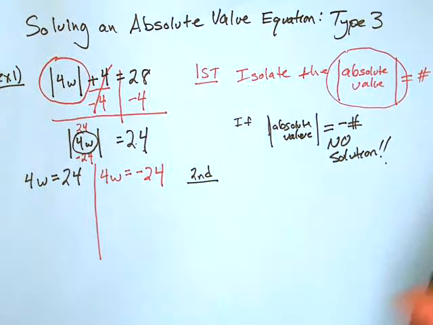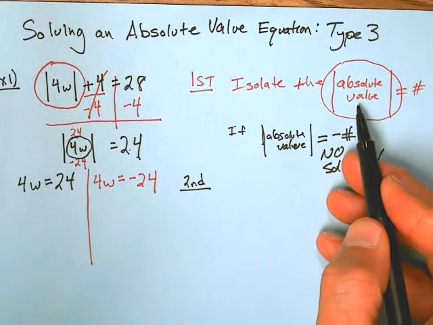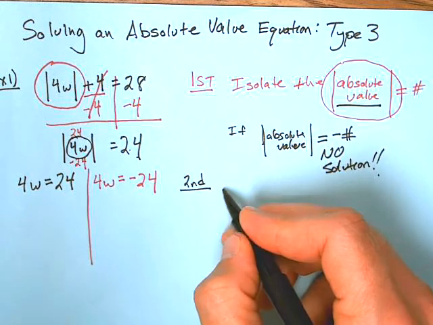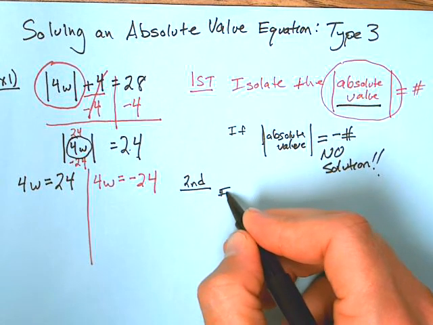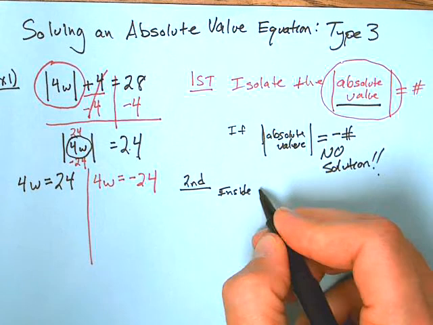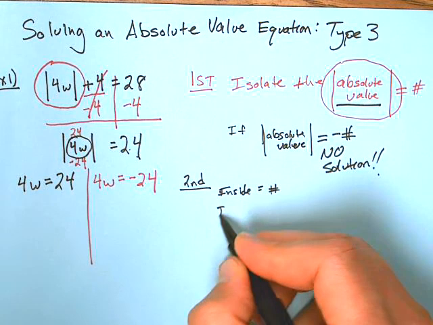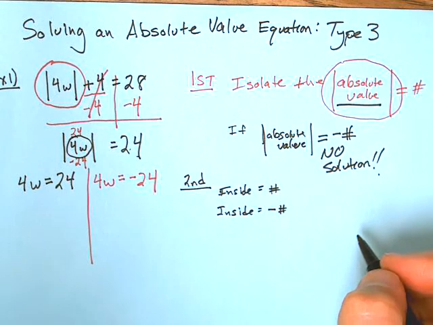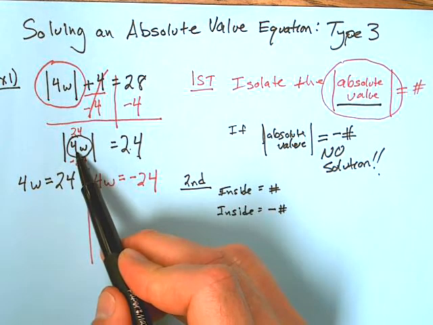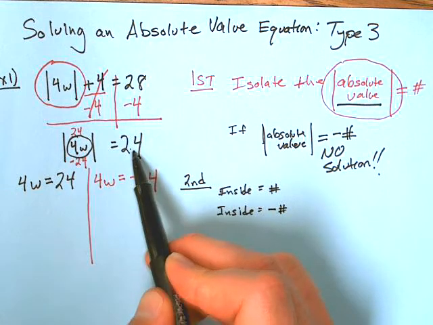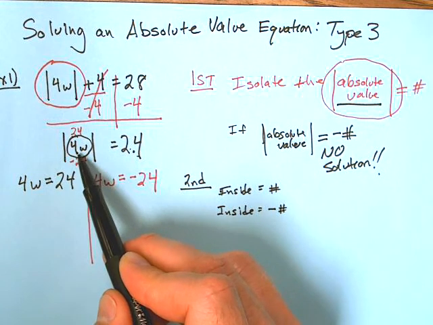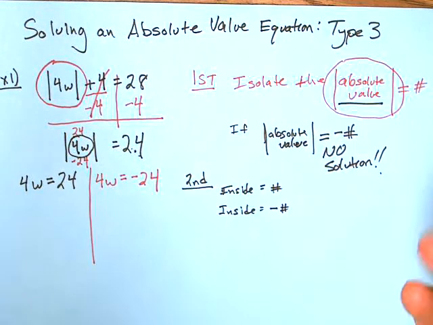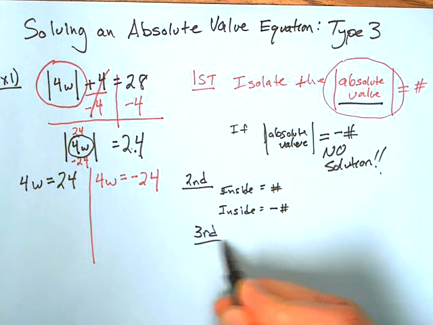So basically what you're going to want to do, once you get your absolute value equal to your number, you're going to set the inside equal to that number and the inside equal to the opposite of whatever that number is. So inside was 4w equal to that number, 24, that's the first equation. Inside 4w equal to the opposite of that number, negative 24, and then the last step is just simply solve.